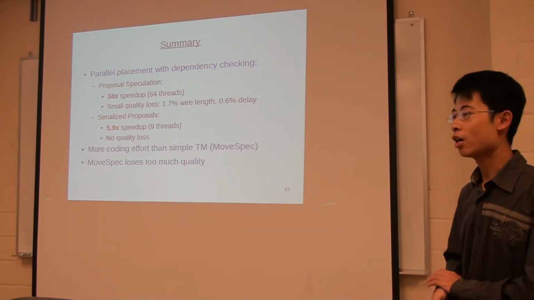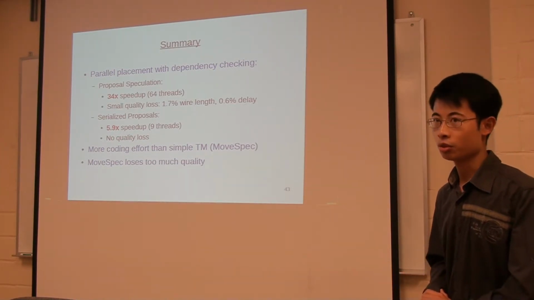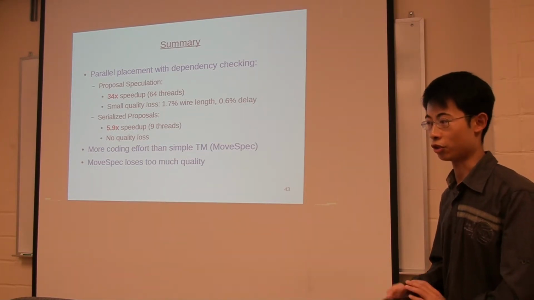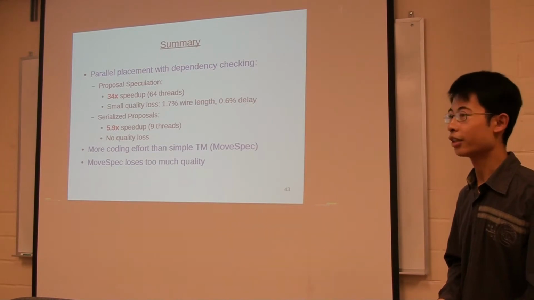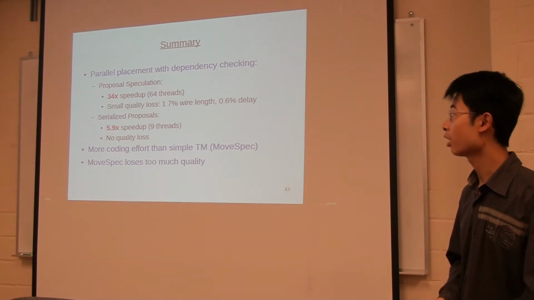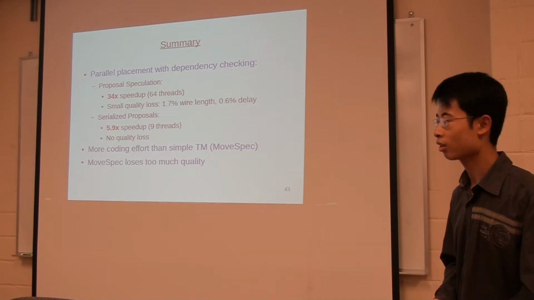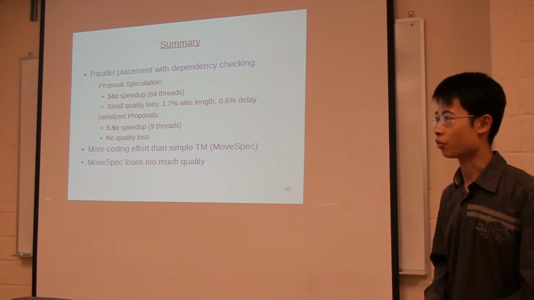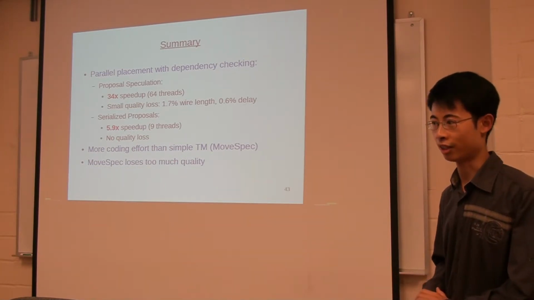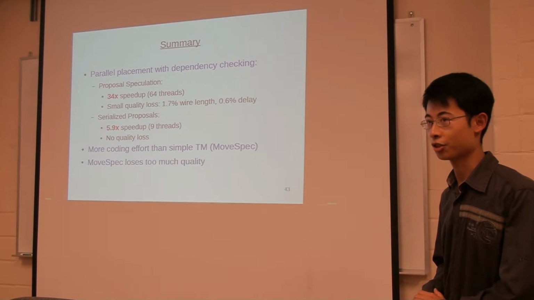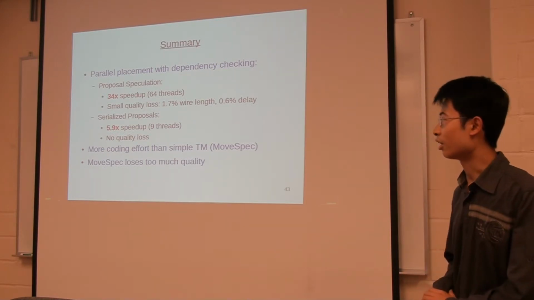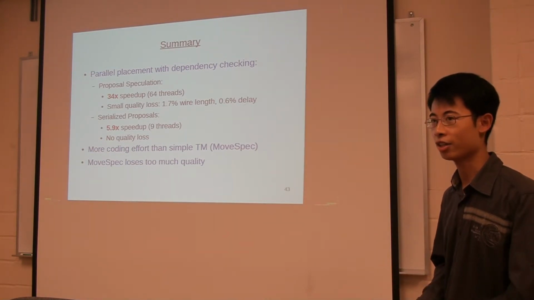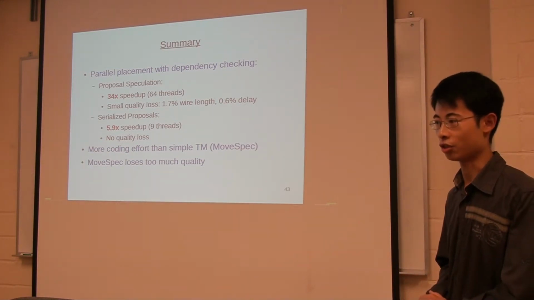So to sum up the original paper, we came up with 2 new parallel placement algorithms, one non-deterministic, proposal speculation, which achieves very good speedup, up to 34x, with a modest quality loss. We also have a deterministic version, serialized proposals, which gets reasonable scaling, up to a 5.9x speedup, with no quality loss on average. And unfortunately, our attempt to use a simple approach, the simple TM approach for move speculation, doesn't work out because it loses too much quality.